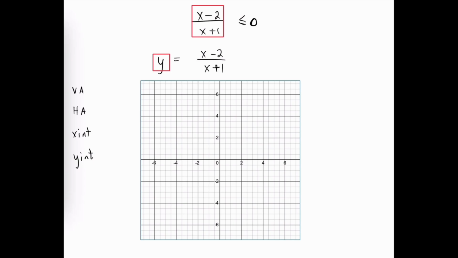There is no oblique asymptote on this rational expression because the degree of the top and the bottom are the same. The vertical asymptotes occur at the zeros of the denominator, so the vertical asymptote here is going to be at x is equal to -1.